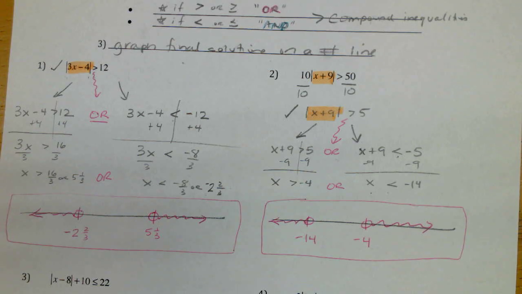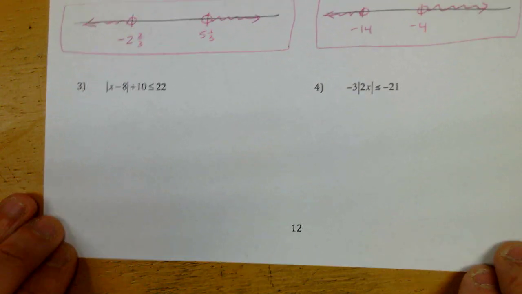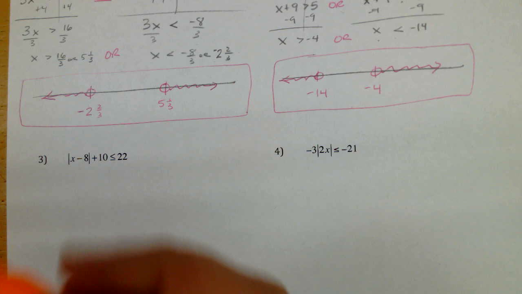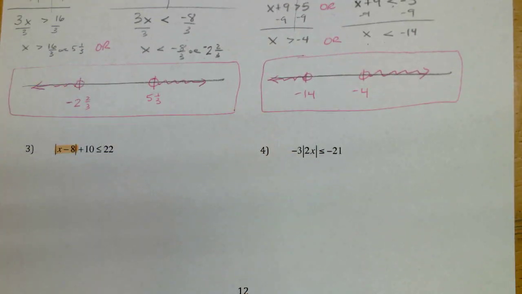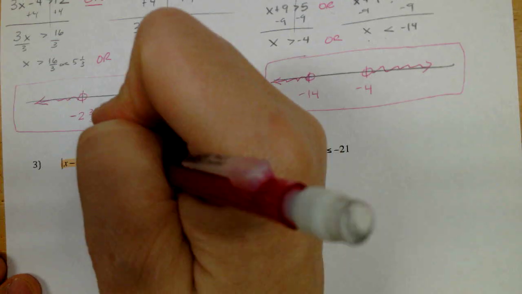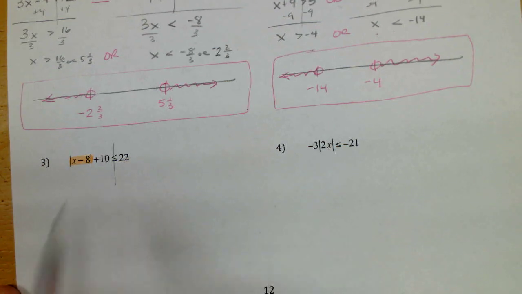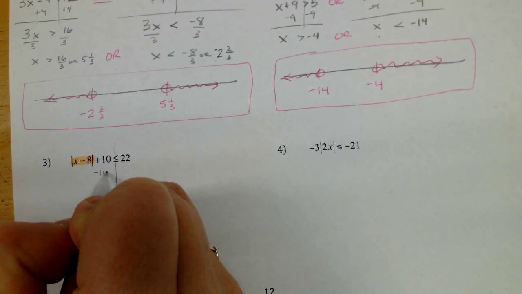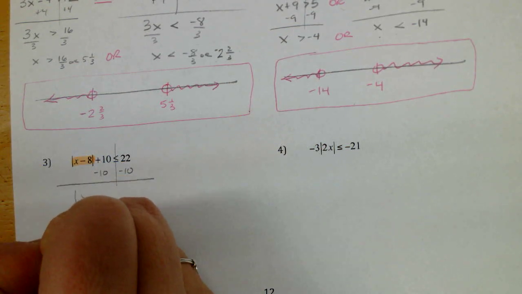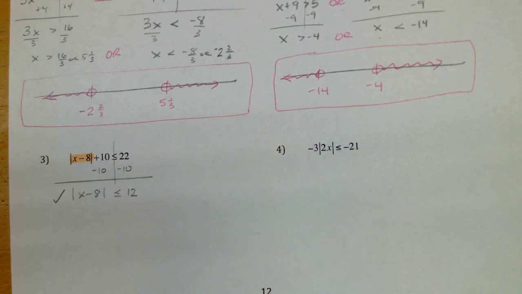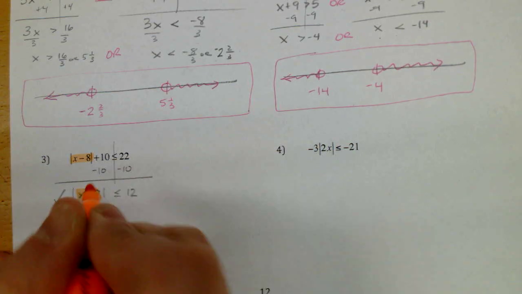Okay, let's move down to the bottom. We'll do example 3 and 4. So, for example 3, here's the question. If this is my wall, do I have absolute value by itself? The answer is no. So to isolate absolute value, I'm going to subtract 10 from both sides. Now I can put a check mark because I've accomplished isolating absolute value, step 1.